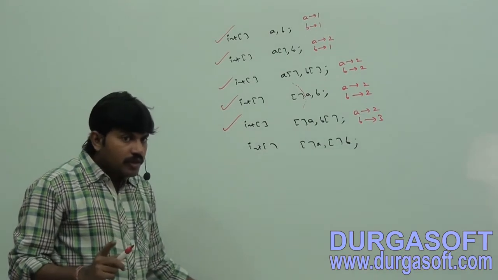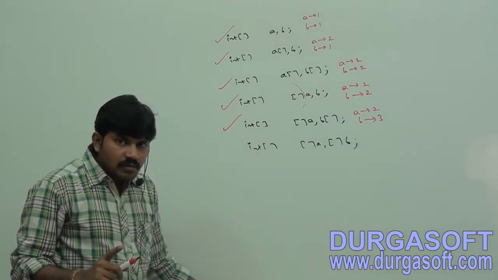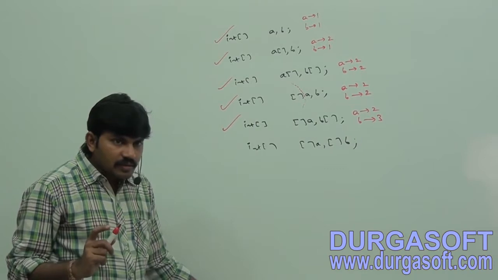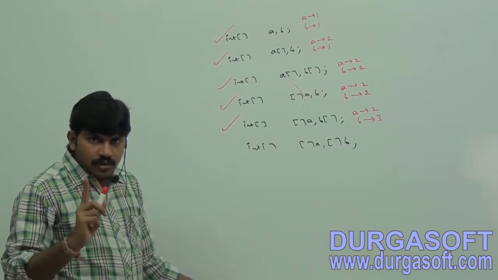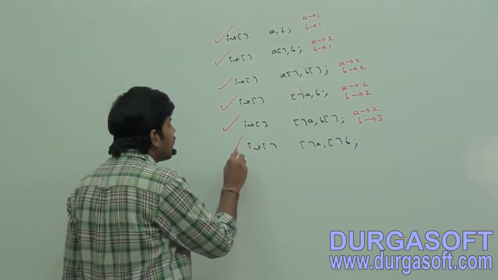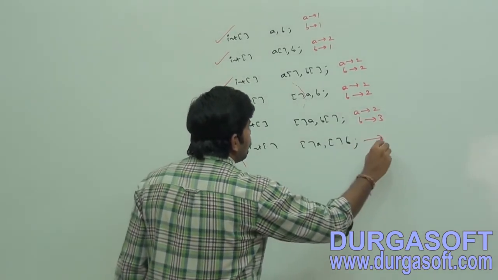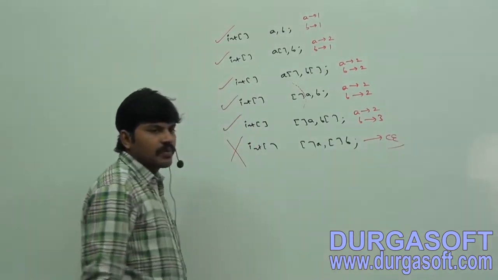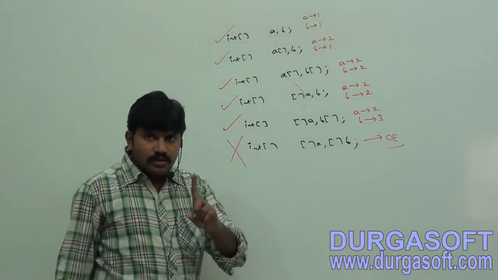What is B's dimension? Make sure, if you take it like this, the compiler will give a compile time error. So that's the second conclusion you should be aware of.